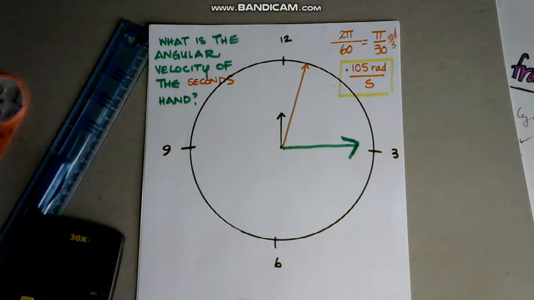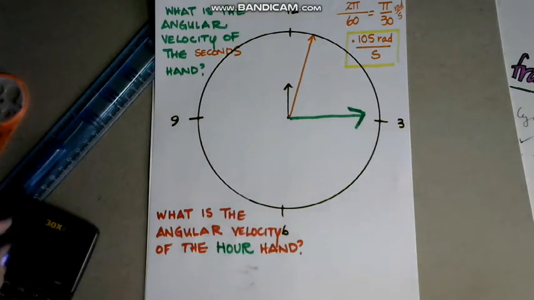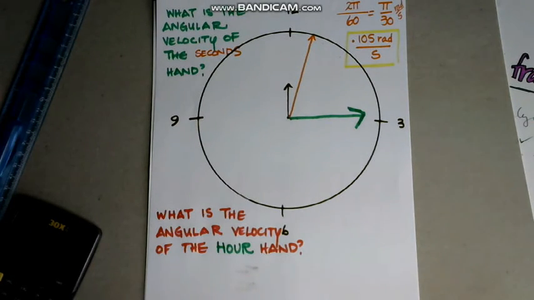Okay, so what if I asked you another question? This question is, what is the angular velocity of the hour hand? Now I'm going to put this multiple choice question, and I really challenge you to answer this correctly. Again, this is directly relevant to your exam.